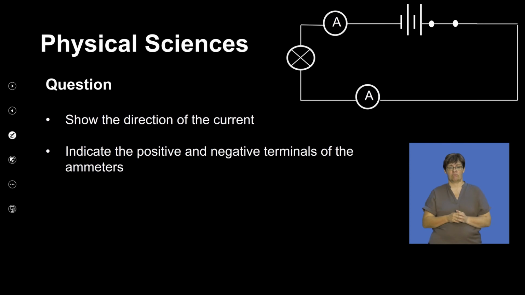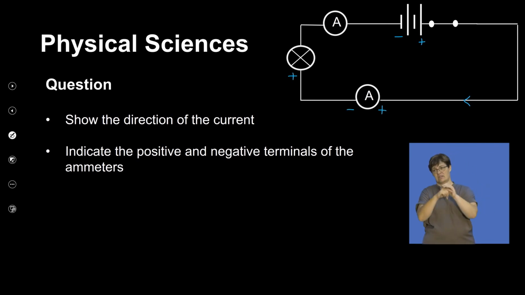Right. Now, show the direction of current, indicate the positive and the negative terminal. So we would refer back to the source, which is the battery. That's our positive, that's our negative. So that's the direction of conventional flow. So on the ammeter, that's what we have.